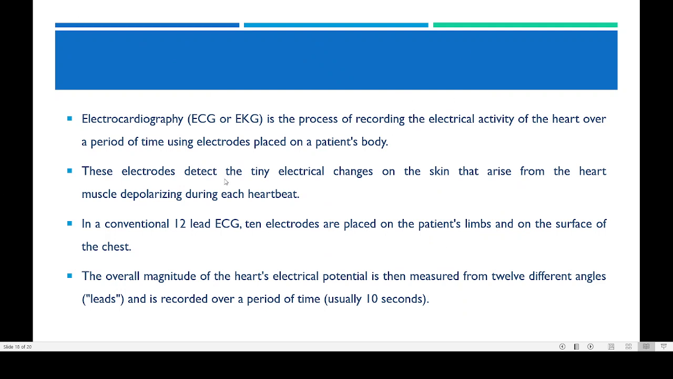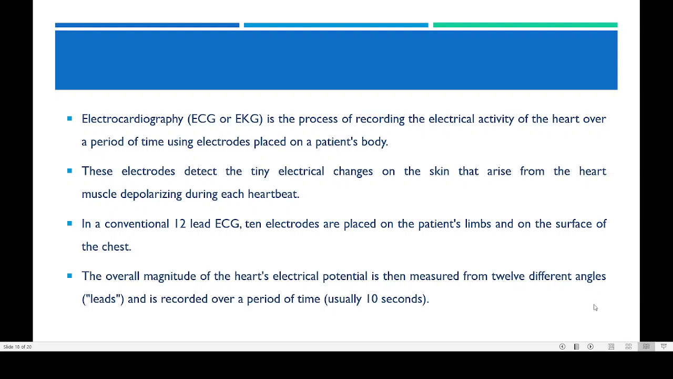So basically the electrodes will be detecting the tiny electrical changes on the skin that arise from the heart during depolarization. Depolarization usually means during the contraction as well as during the relaxation. So basically electrocardiography is a process of recording the electrical activity of your heart over a period of time using electrodes placed on the patient's body. That is how they are actually conducting this electrocardiography. Then you can see that the overall magnitude of the heart's electrical potential is measured from 12 different angles. That is why it is called the 12-lead ECG.